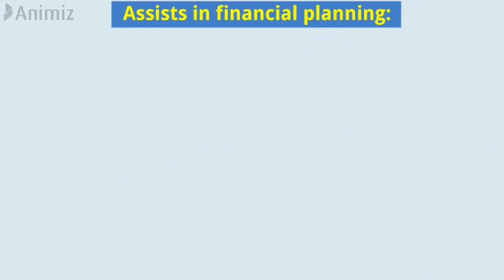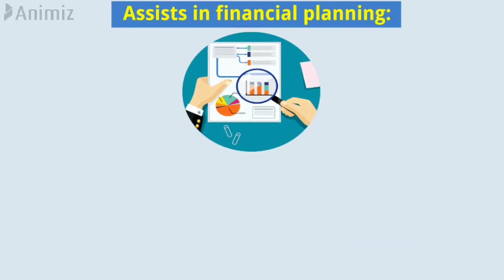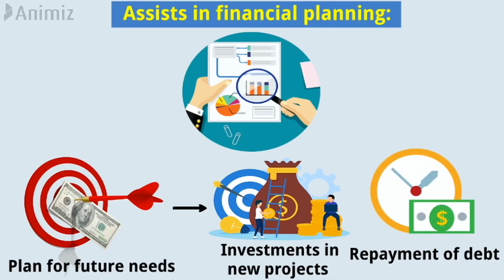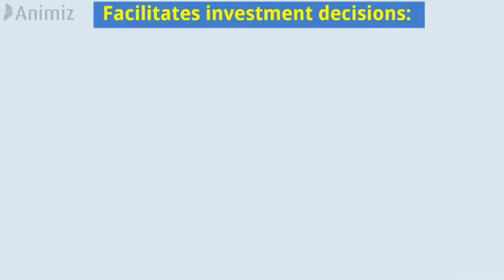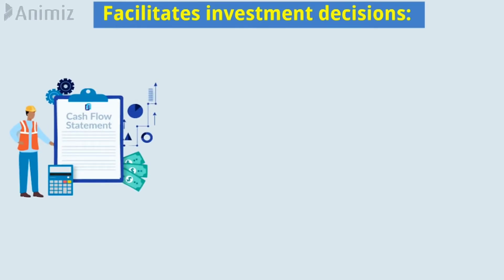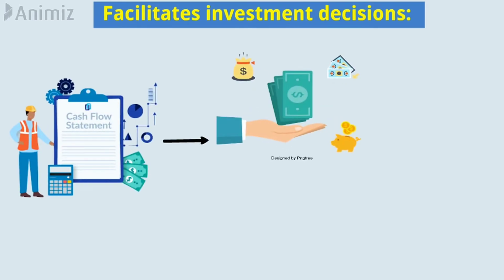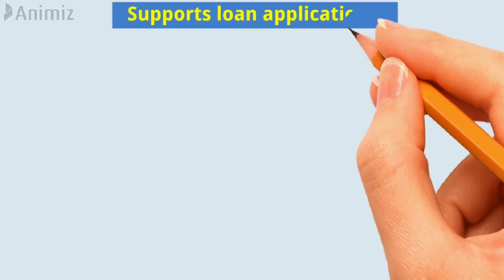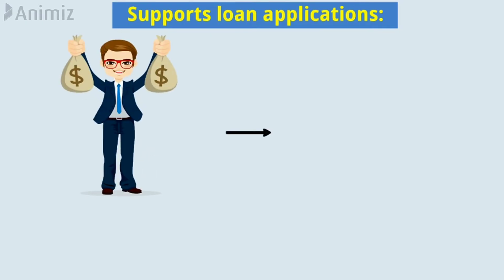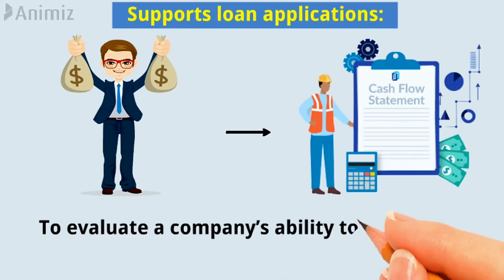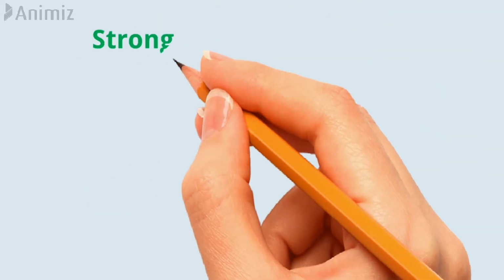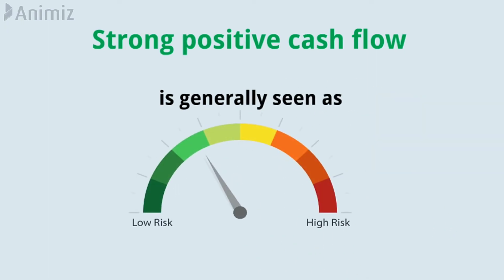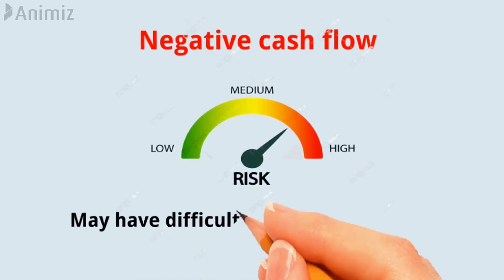Assists in financial planning. By analyzing the cash flow statement, companies can plan for future cash needs, such as investments in new projects or repayment of debt. Facilitates investment decisions. Investors use the cash flow statement to evaluate a company's financial health and its ability to pay dividends or reinvest in the business. Supports loan applications. Lenders use the cash flow statement to evaluate a company's ability to repay loans. A company with strong positive cash flow from operating activities is generally seen as a lower-risk borrower, while a company with negative cash flow may have difficulty obtaining financing.